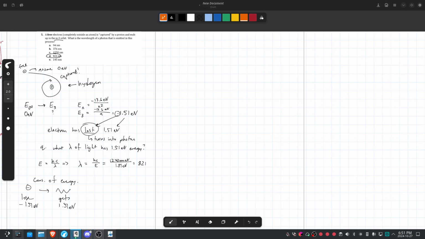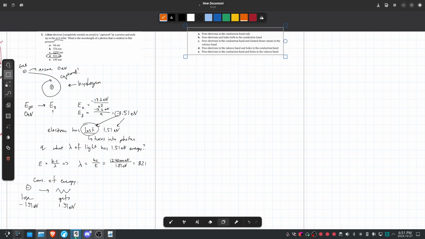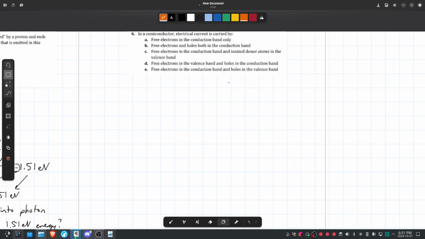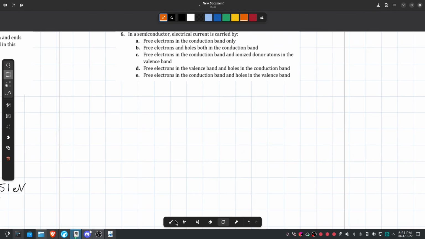Theory question. Ooh, this one also relates to Fermi energy. We're doing a lot of Fermi energy. Sorry about that. I'll go over some of the other ones. This one's going to be real quick, though.